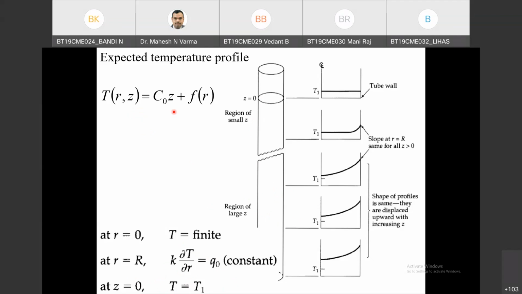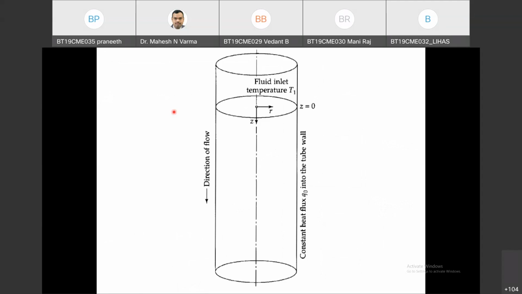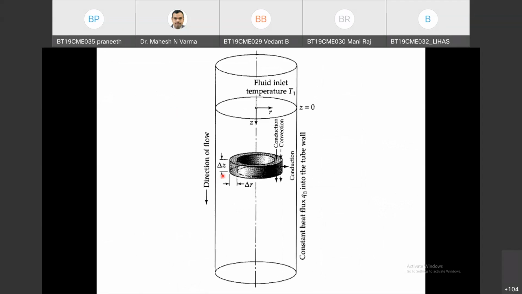Now, what will be the dimensions of the differential shell? Roll number 35, Praneeth. Since temperature is varying across two directions, we can take dr, dz and a total of 360 degrees theta. Very good. So delta R in the R direction because temperature is a function of R, delta Z in the Z direction because temperature is a function of Z, and theta is constant, hence total theta 360 degrees. So this is the differential volume, this is delta R.